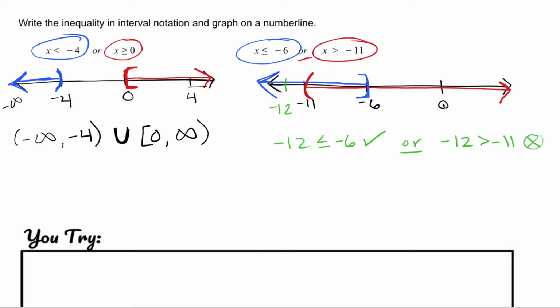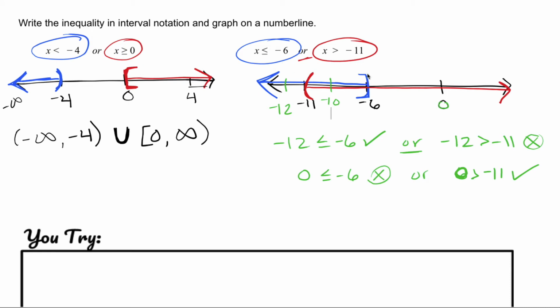Let's also look at 0. Is 0 less than or equal to negative 6? No, 0 is greater than. That one doesn't work. But 0 is greater than negative 11, so 0 is part of the solution. Certainly anything in this region, let's say negative 10. Negative 10 is both greater than negative 11 and less than or equal to negative 6, so that would work too. If it's true for both, it's definitely true for one or the other.